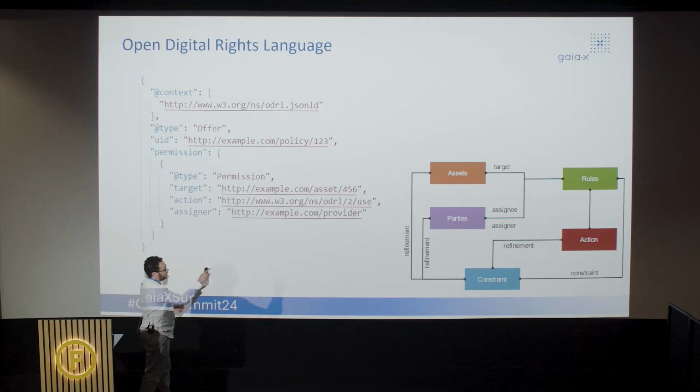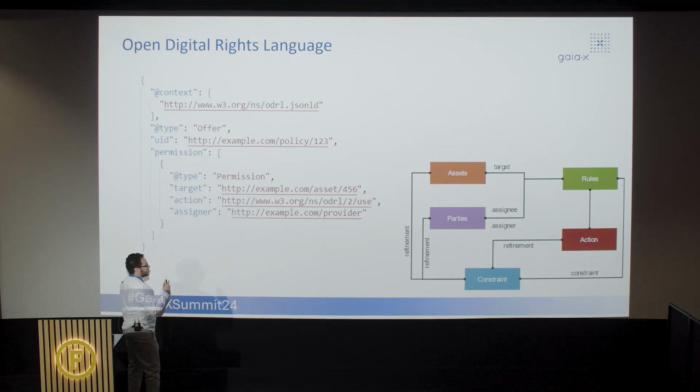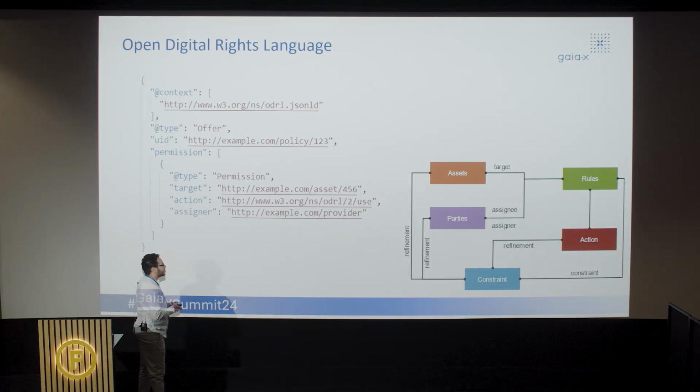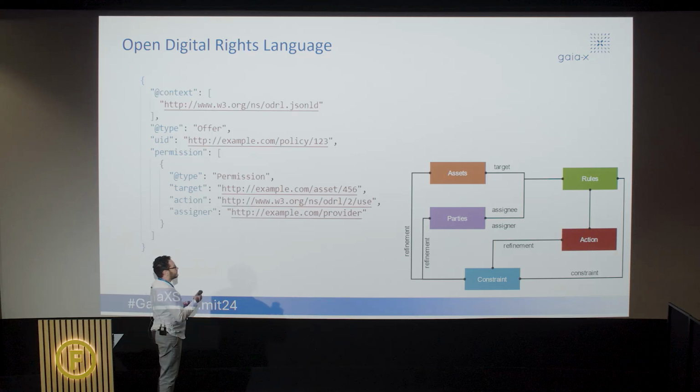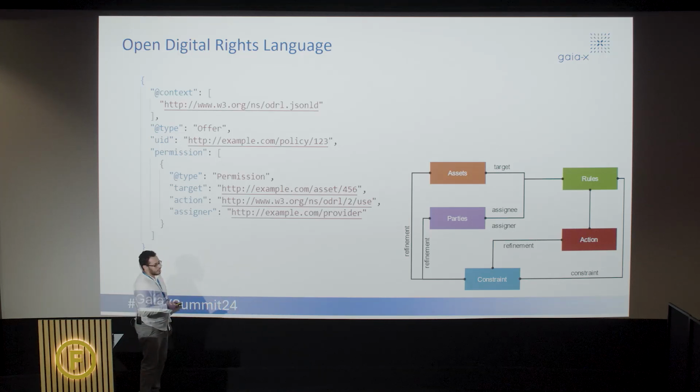And you have a much simpler model than the one we've seen before. You have parties, which are either the assignee or the assigner. The assigner is the one who assigns the policy, and the assignee is the one the policy applies to. We have assets, which are targeted by the policy, and the actions. And we can have many rules in a policy, of course.